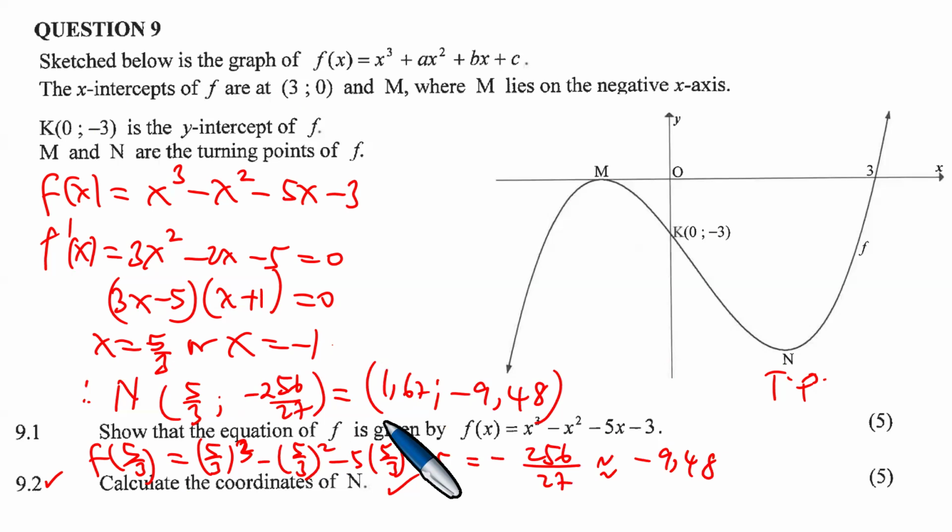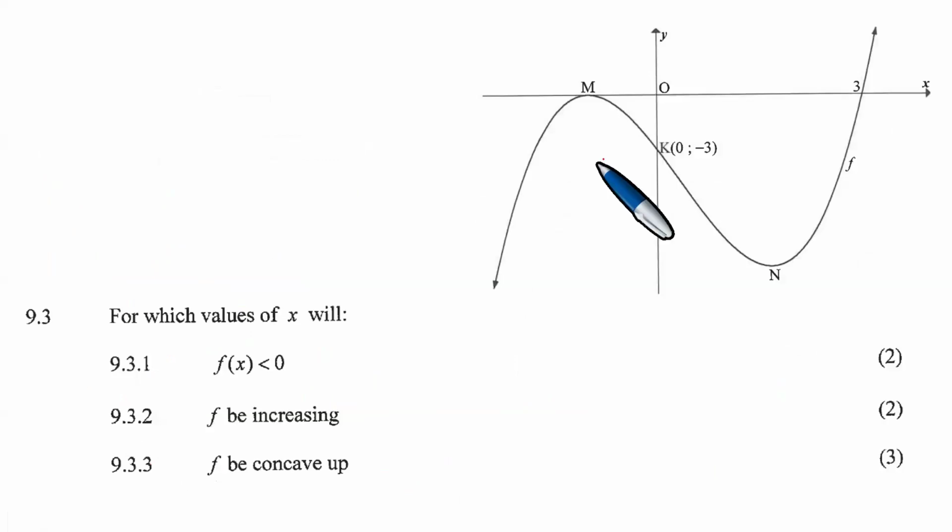So this is what we have. This is exactly what we get, and those are the coordinates of n: 1,67 together with minus 9,48. Next point.